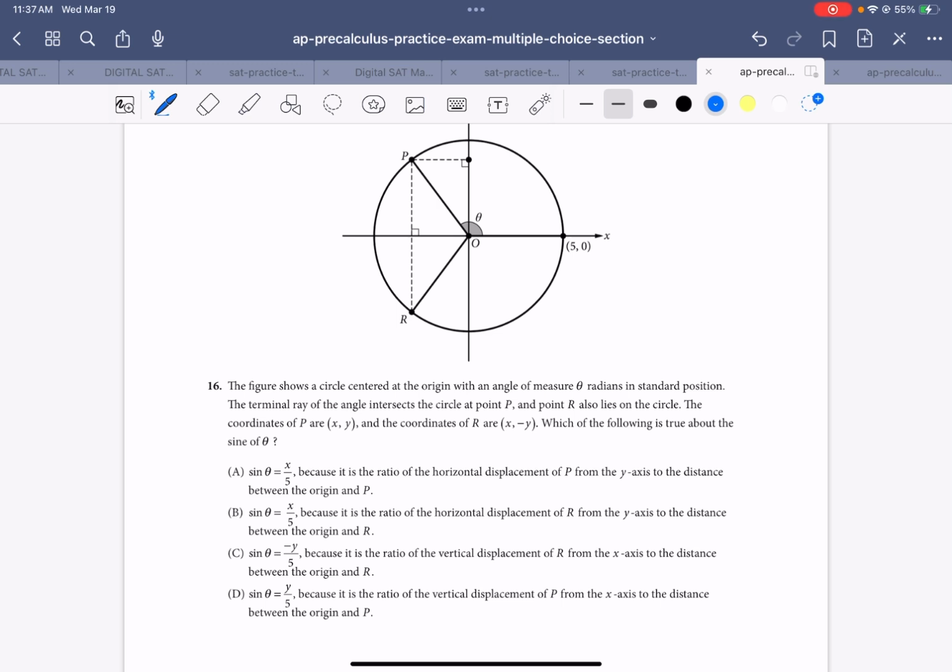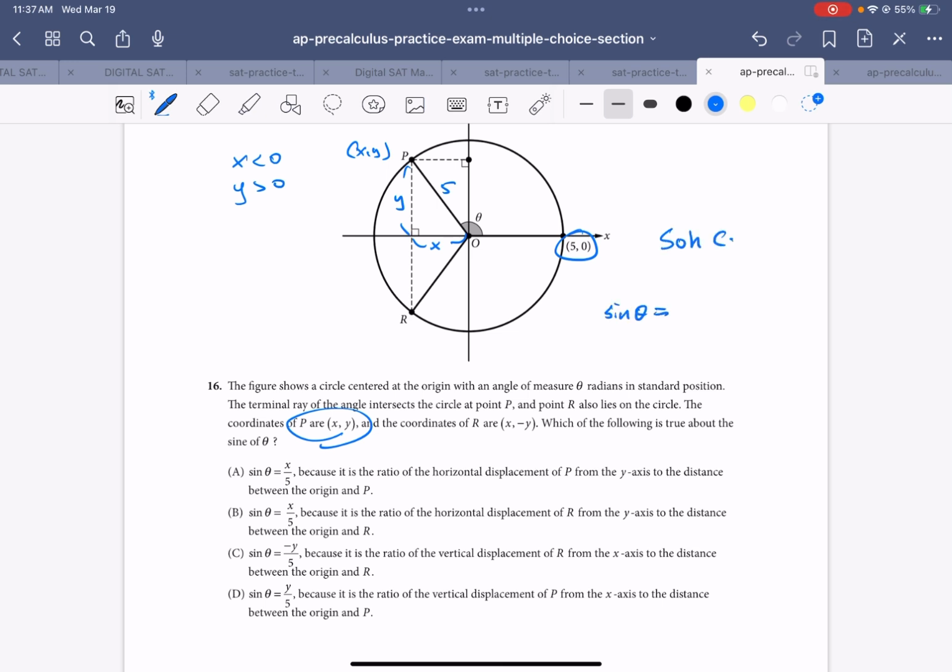So one thing we know is that this tells you your radius of the circle. It's kind of like a unit circle, but a unit circle has a radius of 1, and in this case the radius is 5. And it says P is the coordinate x comma y. So we know that x itself is negative and y itself is positive. Based on that, P's location is in the second quadrant. So y stands for this length right here, and x stands for right here. Okay, then what is sine theta? The question is, what is sine theta?